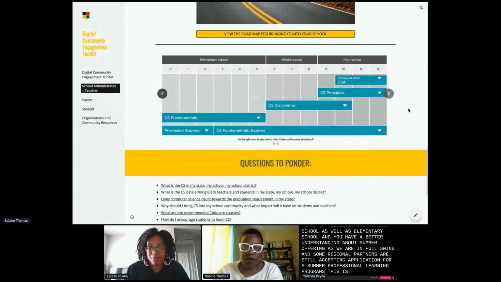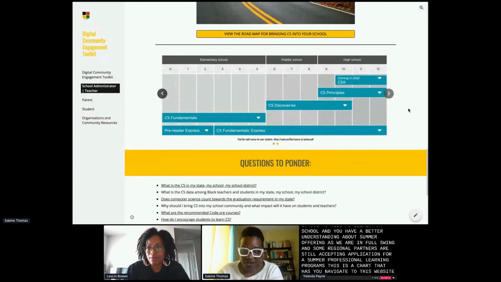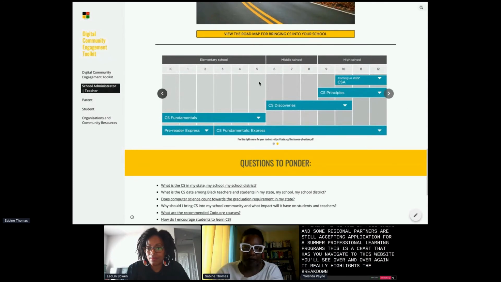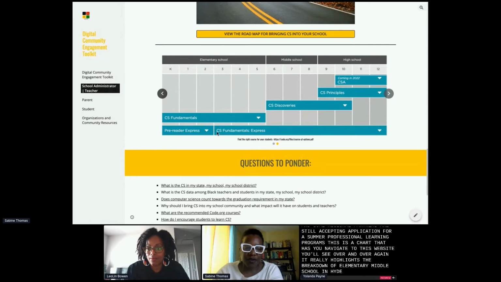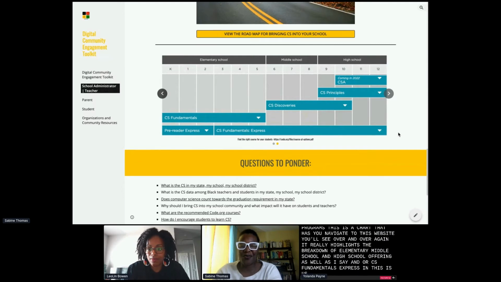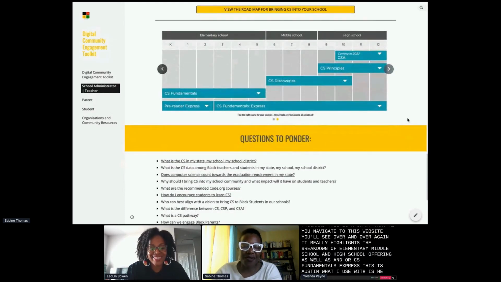This is a chart that, as you navigate this website, you'll see over and over again. It really highlights the breakdown of our elementary, middle school, and high school offerings, as well as our pre-reader and CS Fundamentals Express. This is often what I use with my son, who is a kindergarten graduate going to first grade.